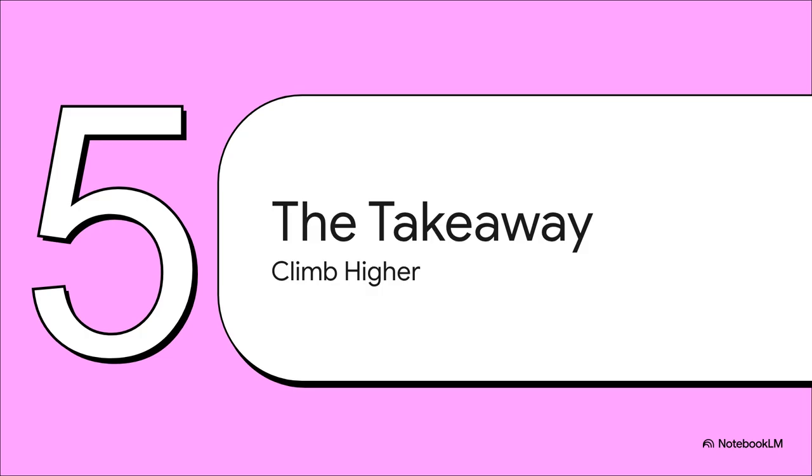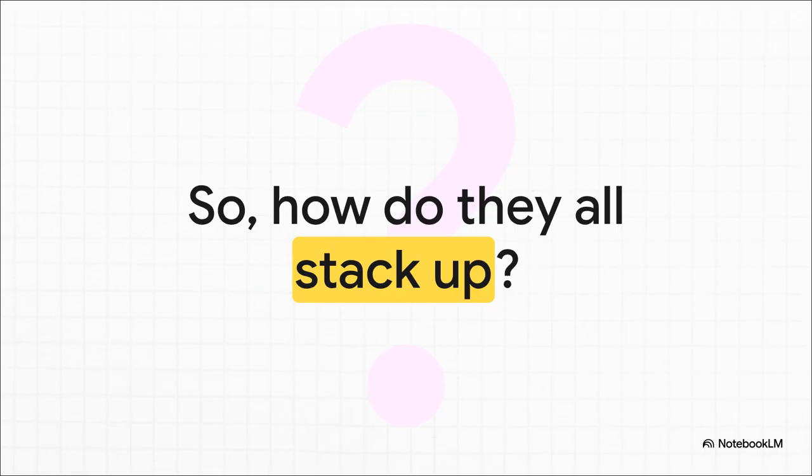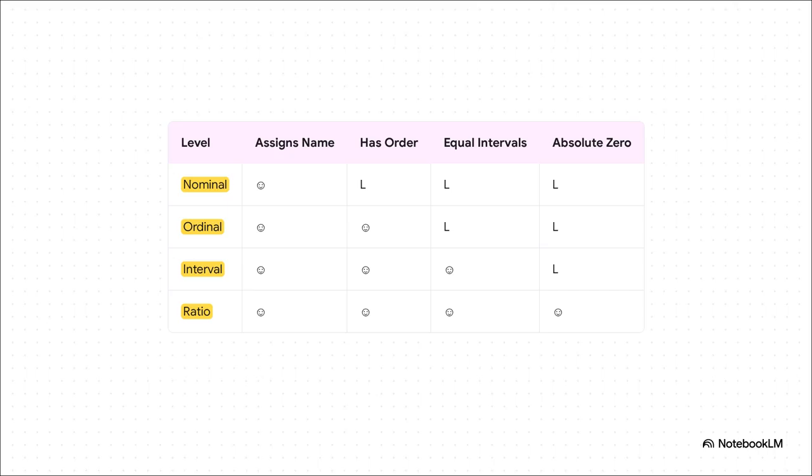All right, so we've climbed the whole ladder. We went from just names all the way up to an absolute 0. So what's the big takeaway? Why does all this matter? Let's pull it all together. So when you put them side by side, how do all these levels really stack up against each other? This table just lays it out so clearly.